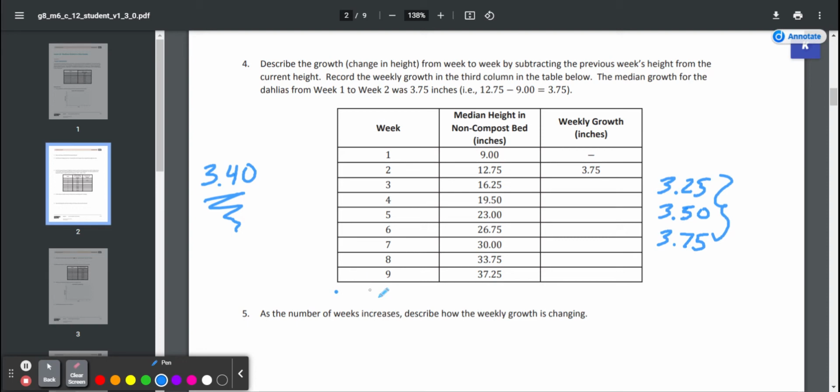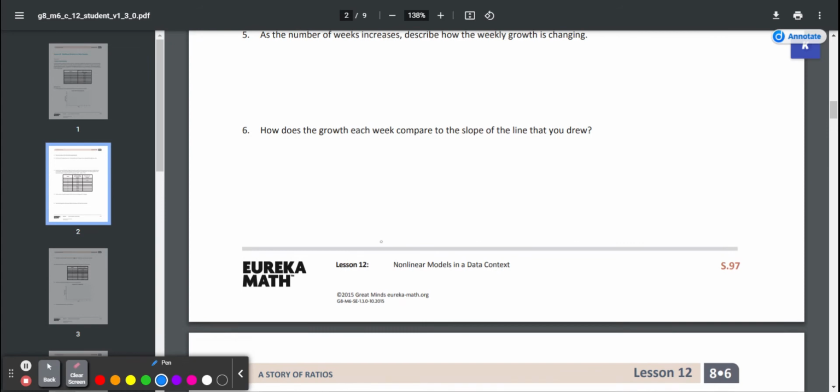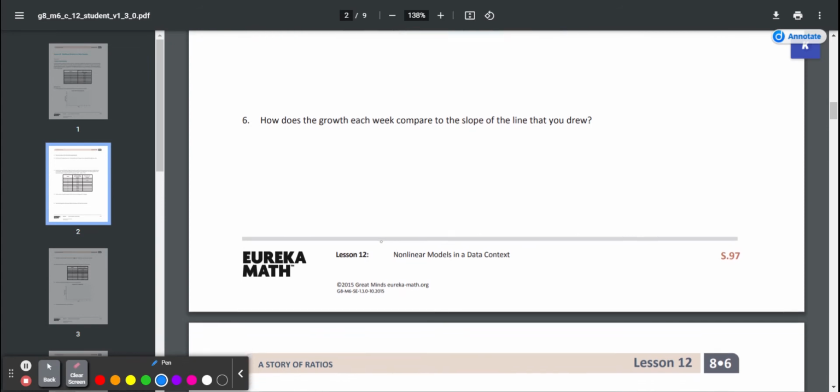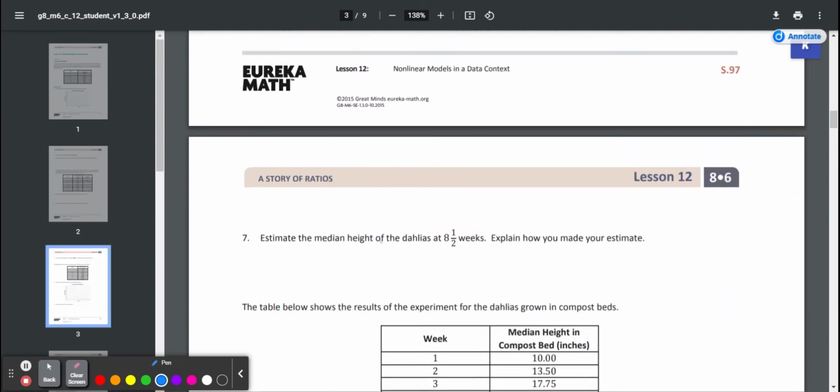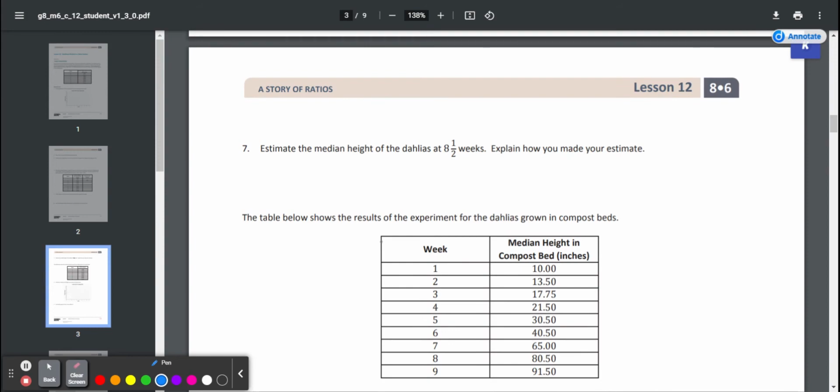As the number of weeks increase, describe how the weekly growth is changing. We would say that the weekly growth is changing at a fairly steady rate of 3.25 to 3.75 inches per week. How does it compare to the slope? We just answered that. We would say that it is just about the same thing, right? Just about the same. Estimate the median height of the dahlia in 8.5 weeks.